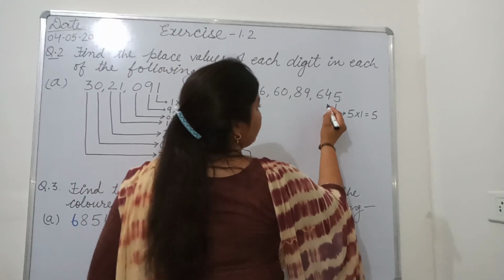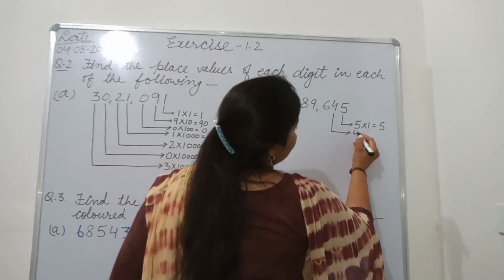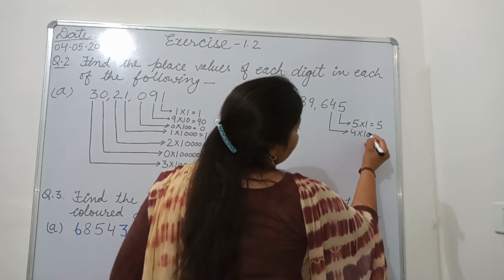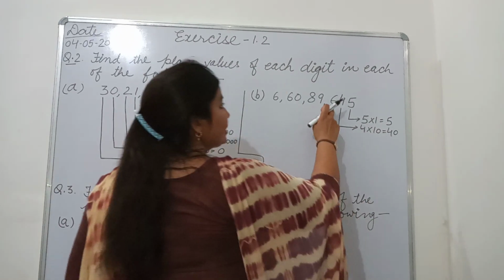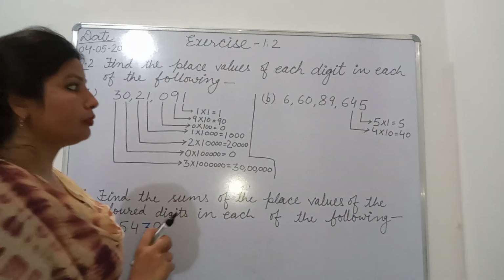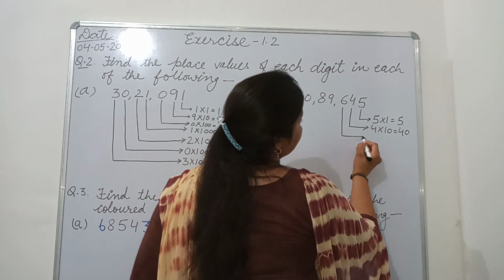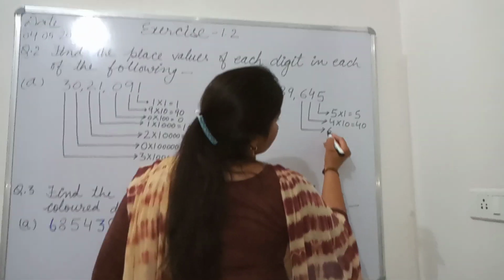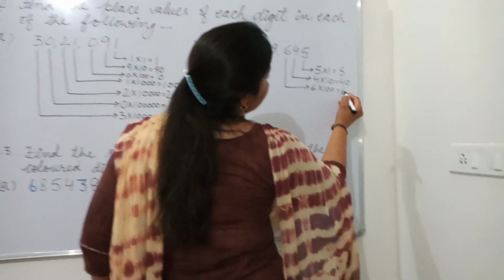We find 4 in tens place. So 4 multiply by 10. 4 multiply by 10, 40. Now 6 is on which place? 100. So find 6 place value. So 6 multiply by 100. 6 multiply by 100. So it becomes 600.